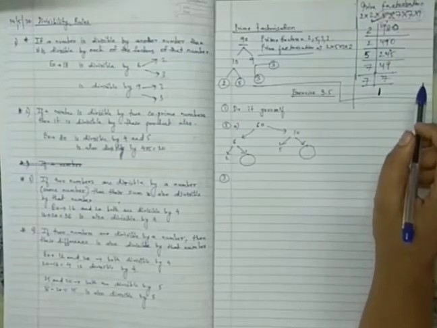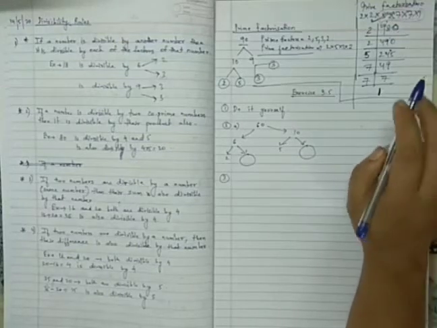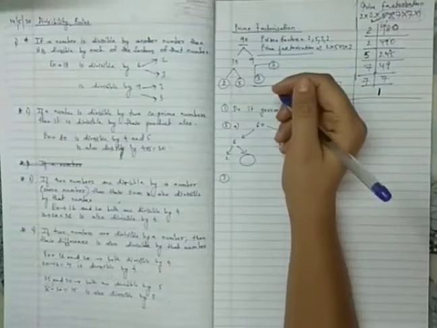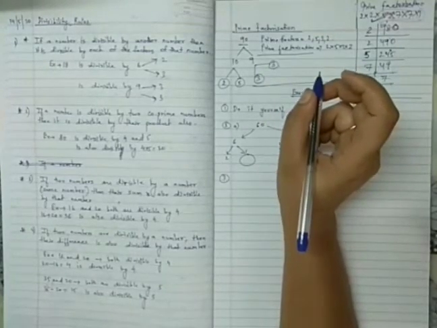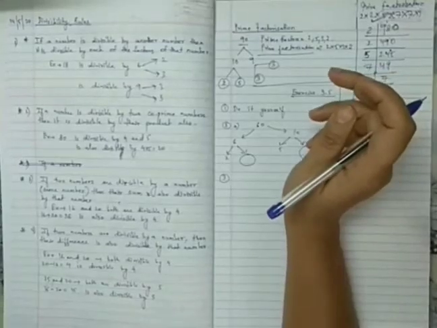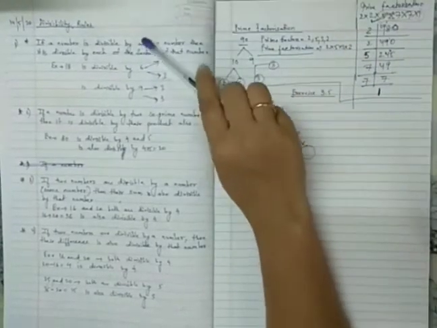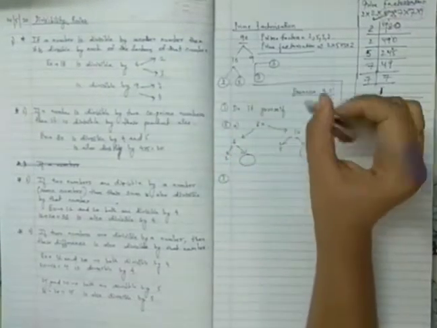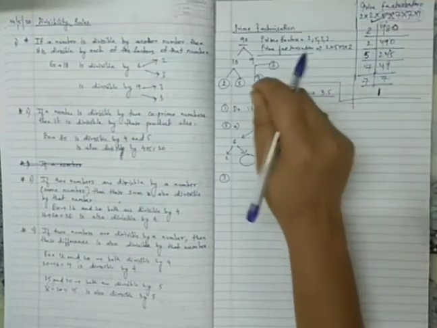Now let us see exercise 3.5. Question number 1 is true or false. Children, you do this question on your own. You will have to apply these divisibility rules. If you have any doubt, ask me during the doubt clearing session. Now going to question number 2.